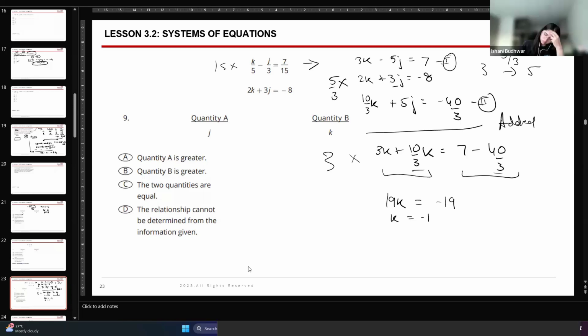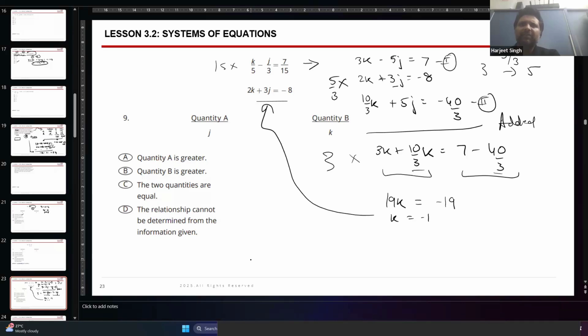So did you get J? Not yet. K is fine, right? K is minus 1. So it's easier to work with this equation to get J. Substitute in K minus 1 here. So minus 2 plus 3J equal to minus 8. Bring the constant to the other side. So 3J equal to minus 6, which means J is minus 2. So J is minus 2, K is minus 1.